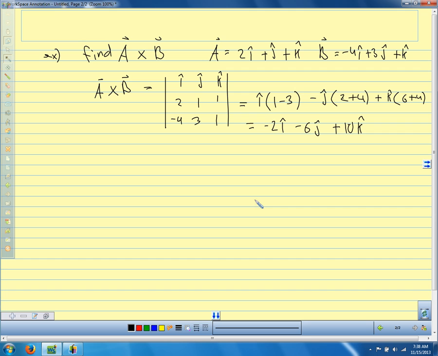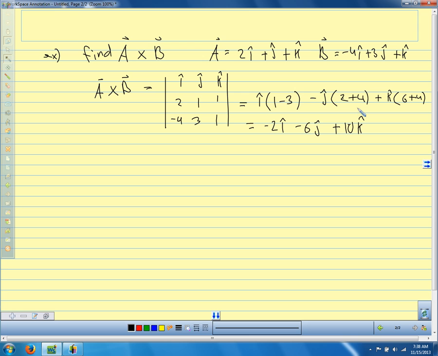The most common mistake with a cross product is ending up with one of these signs, the positive or negative, incorrect, and then your cross product ends up wrong somewhere. So questions on calculating cross products?